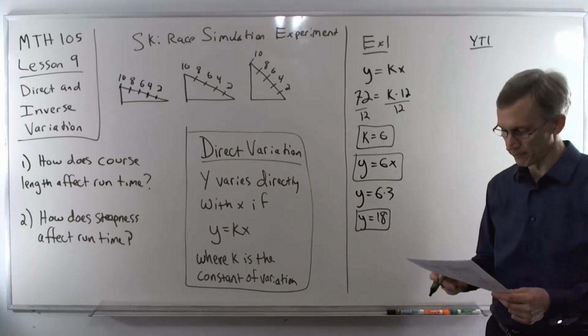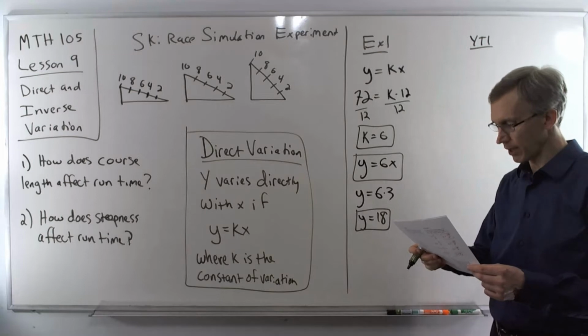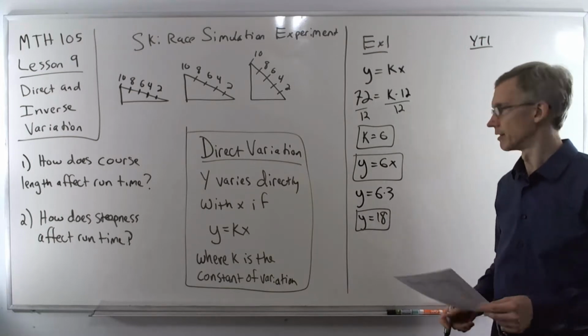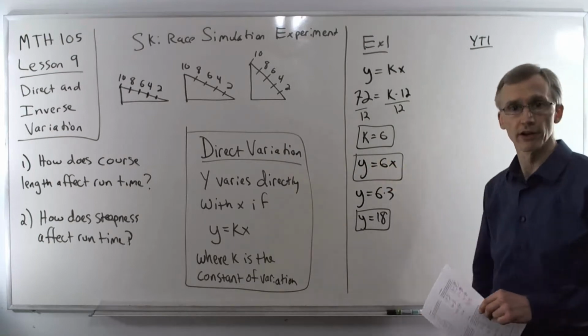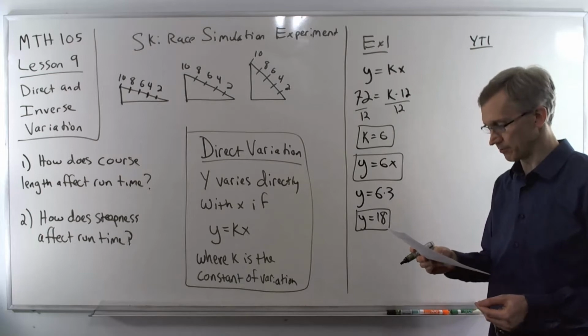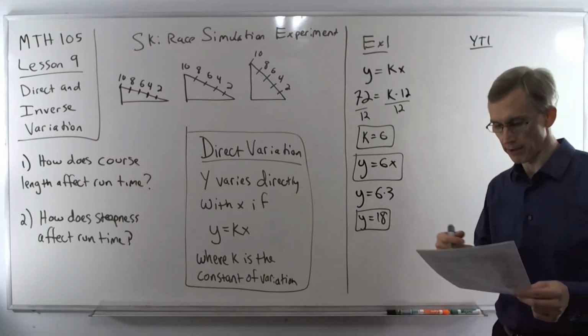Your turn number 1. If y varies directly with x, and y equals 108 when x equals 6, find the equation that relates x and y. Right? That's the equation of variation. And then we're going to find the value of x when y is 72. All right, just a reminder, pause the video, go ahead and work it out, and come on back.